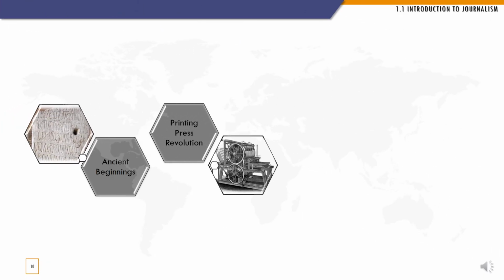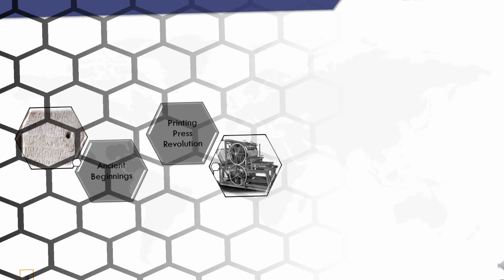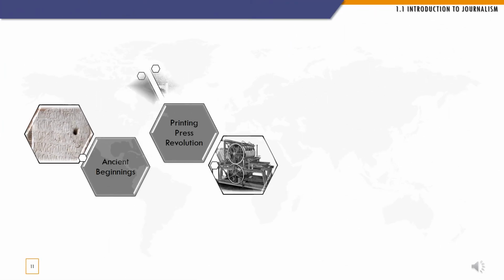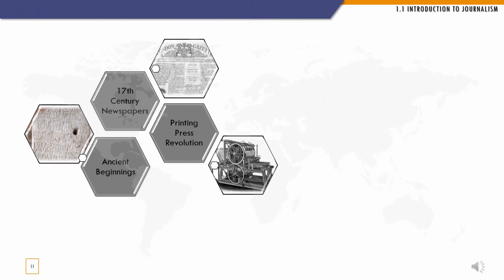Second, printing press revolution. The invention of the printing press by Johannes Gutenberg in the 15th century revolutionized journalism. It made the mass production of newspapers and pamphlets possible, leading to an increase in the spread of information. Three, 17th century newspapers. The first recognized newspapers, such as the London Gazette and the Oxford Gazette, appeared in England during the 17th century. These publications mainly carried government announcements and official news.